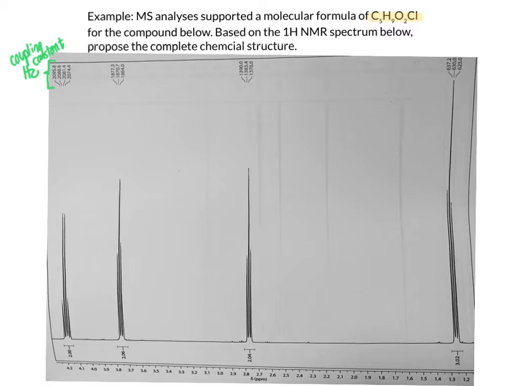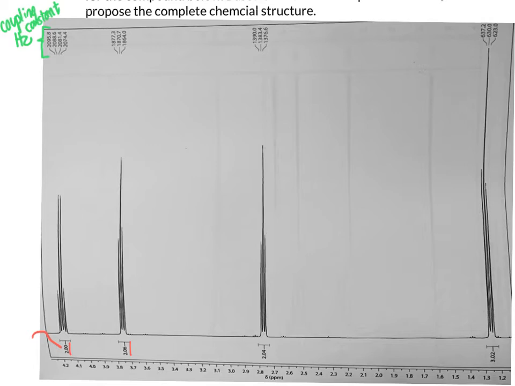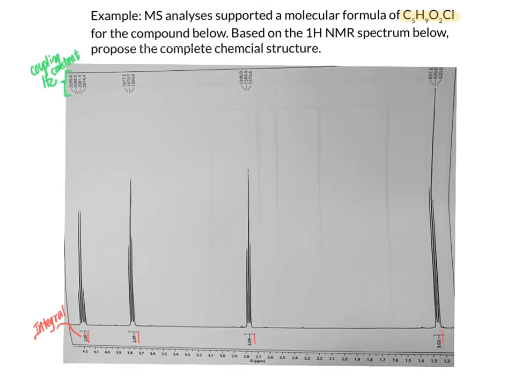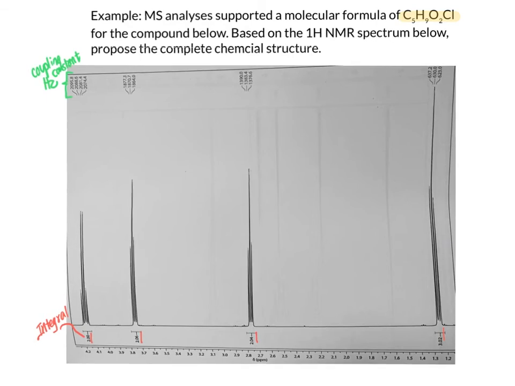Down at the bottom, on the other hand, right here where we see the number 2, for example, 2.06, 2.04, etc., what that's representing to us is the integral values. If we add up those integrals, that is 2 plus 2 plus 2 plus 3, that should equal out to the total number of hydrogen atoms that are in this particular structure. Looking back at our molecular formula, it had 9 hydrogens in total, and you will notice that the sum of these integrals adds up to 9. And that should generally be the case.